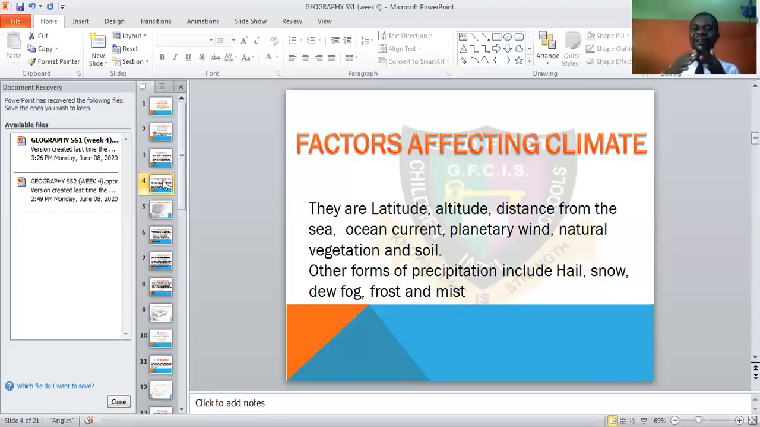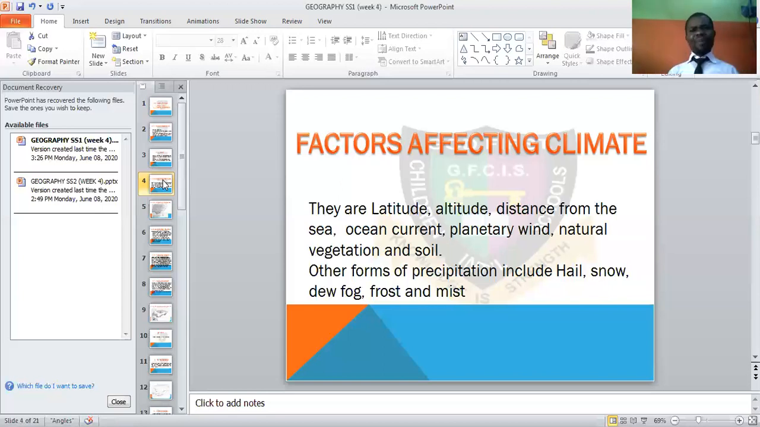Then we talked about soil together with natural vegetation. Soil also affects climate. We said some soils, like the sandy one, absorb heat more than the others. Some reflect the heat that comes from the sun back, so the temperature of the area becomes warm, while some absorb the heat and do not reflect it back. That is about the soil.